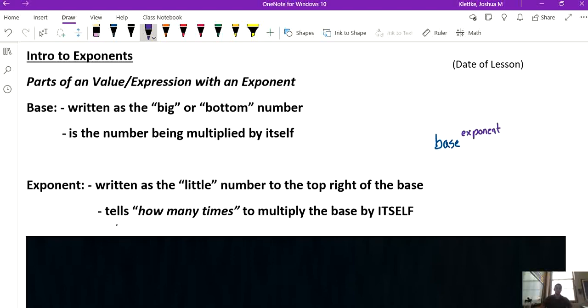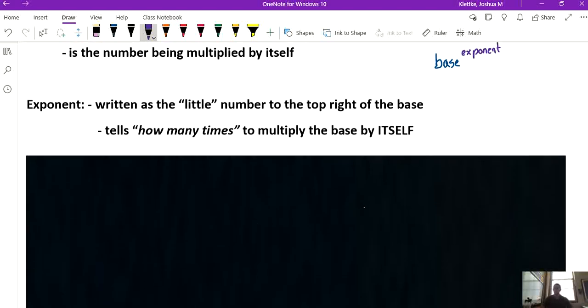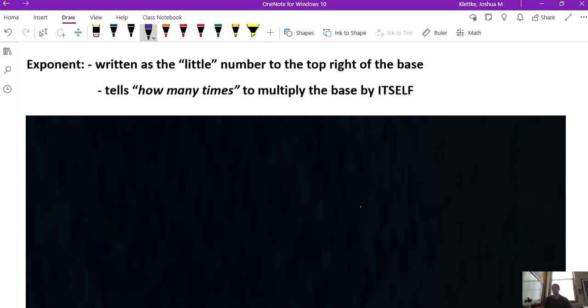The exponent tells us how many times to multiply the base by itself. That's the whole point of exponents, is multiplication of the base by itself, however many times the exponent tells us.